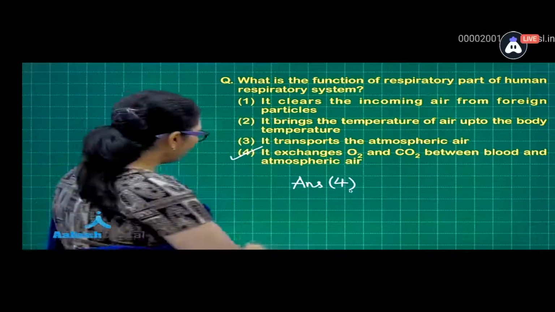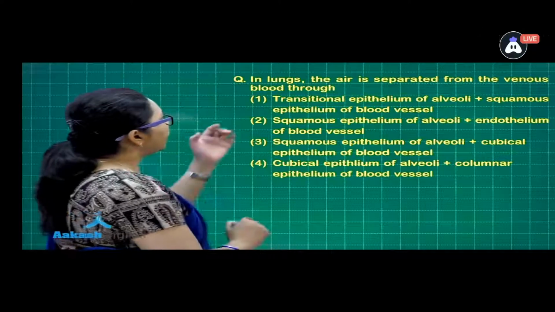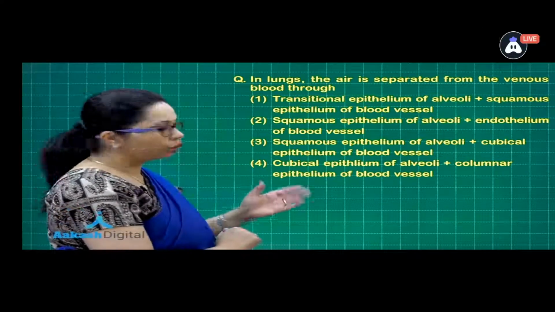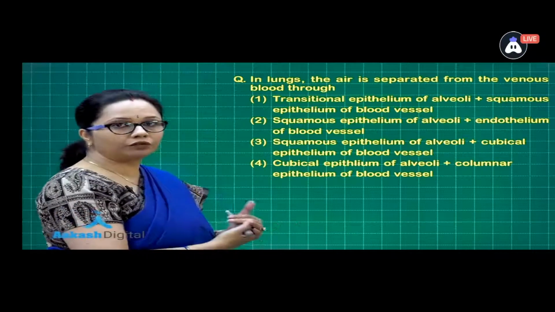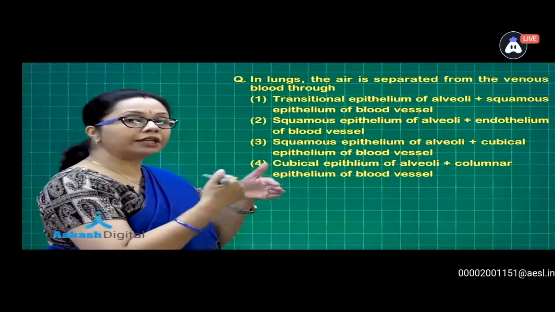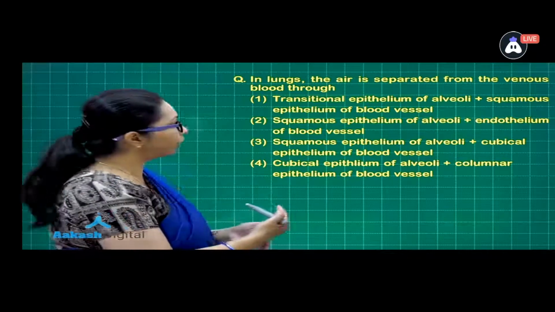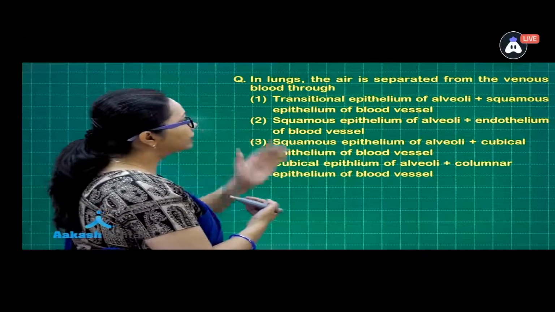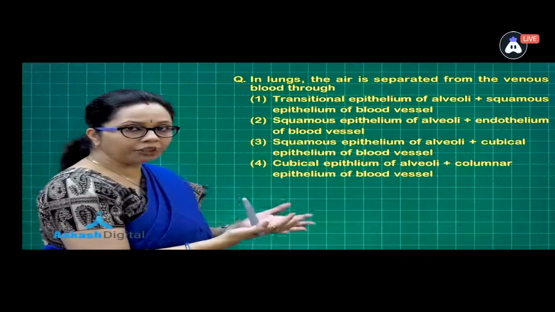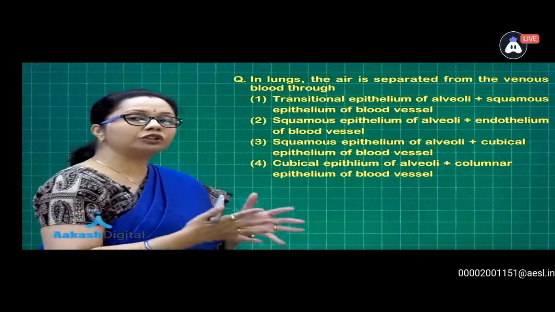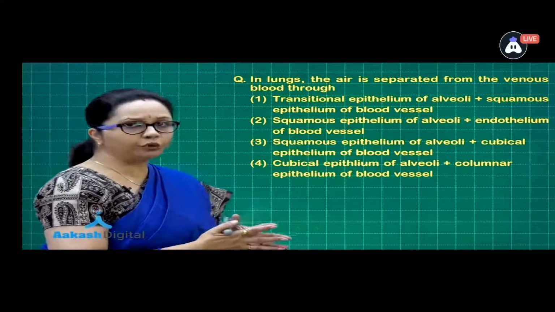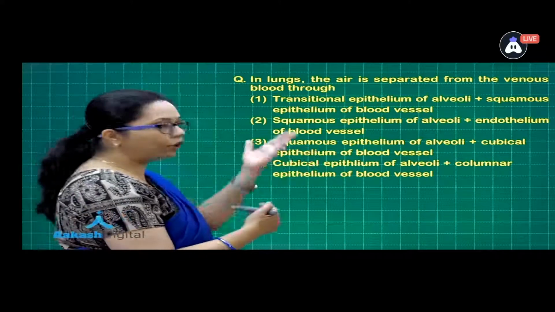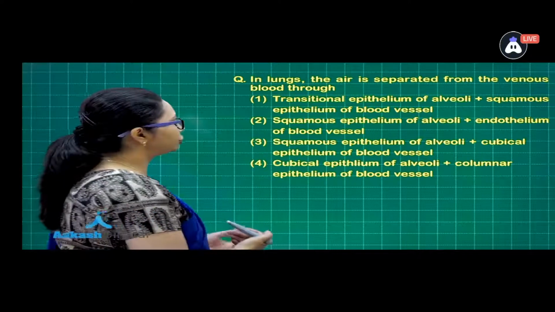Now let us take one more question. In lungs, the air is separated from the venous blood through. We have just now studied the structure of the respiratory membrane. So it is the respiratory membrane which separates the air from the blood. Transitional epithelium is a special epithelium associated just with the urinary system. So we needn't read this option further because this cannot be part of the respiratory system.